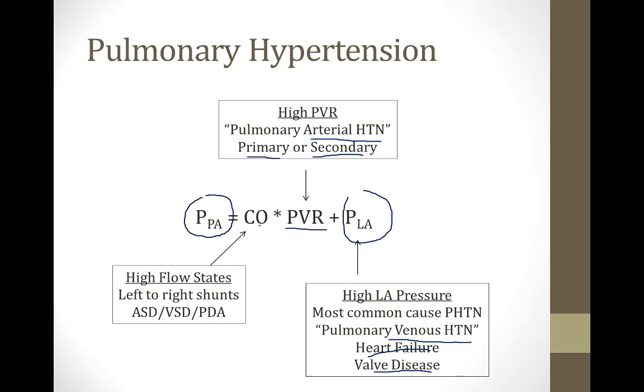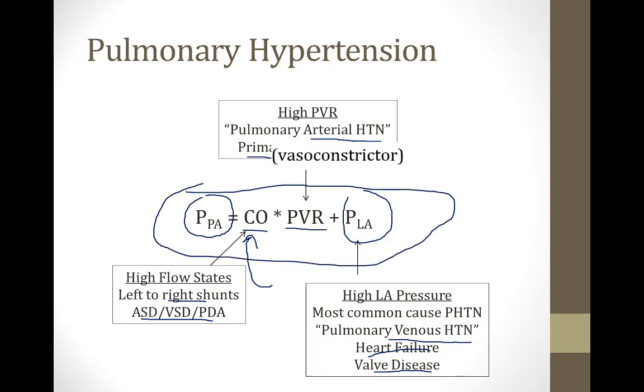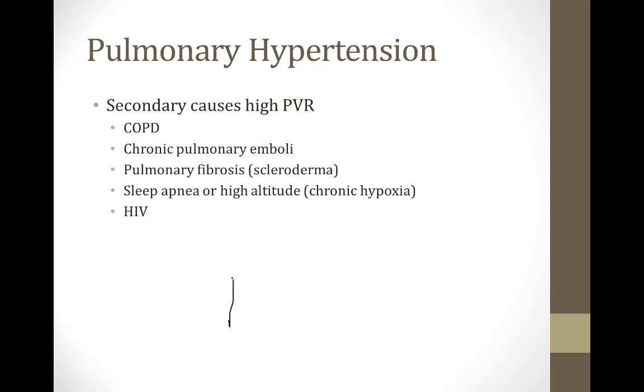And then finally, rarely a high flow state can raise the cardiac output, and this can cause pulmonary hypertension. This occurs especially in children with large left to right shunts, like large ASDs, VSDs, or PDAs. This floods the lungs with fluid and raises the cardiac output moving through the lungs, and that causes pulmonary hypertension. So as you can see, there are many different causes, but they're all easy to remember if you just know this flow equation.